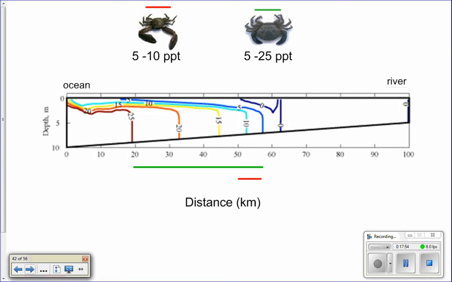A stenohaline organism, like this little crab over here, can withstand 5 to 10 parts per thousand. Red line, it can only be found right here, because that's where the salinity is that it requires. You see that? So you have euryhaline and stenohaline organisms. Make sense? Okay, so that's in general the circulation of water in an estuary. We're going to look at a couple of habitats that you find around estuaries.